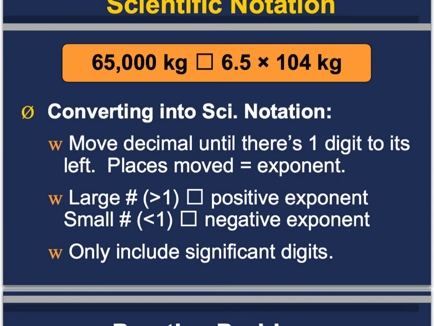Remember we talked about exponents in class as being more of an instruction. So if you have a large number, such as a number greater than 1, you're going to have a positive exponent. And if you have a small number, such as less than 1, you're going to have to make sure that your answer includes a negative exponent. That's just a good double check to make sure that you've written your number correctly. And again, you only want to include significant digits when you're writing in scientific notation.